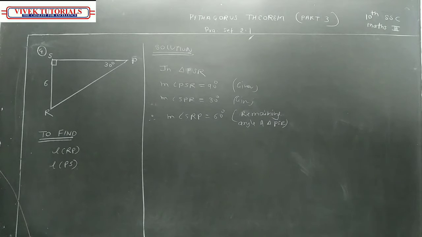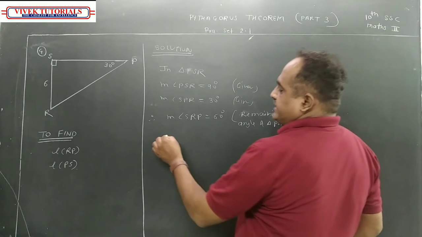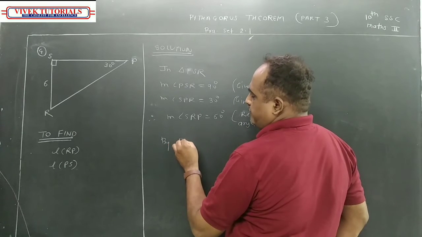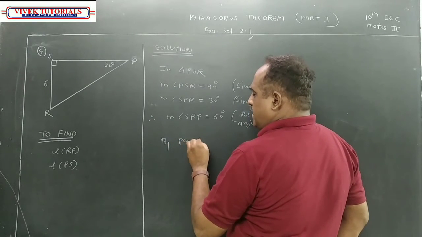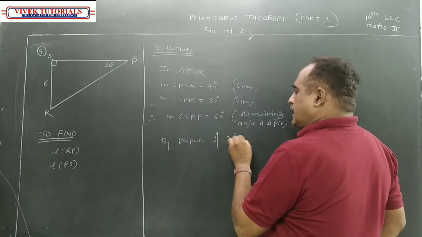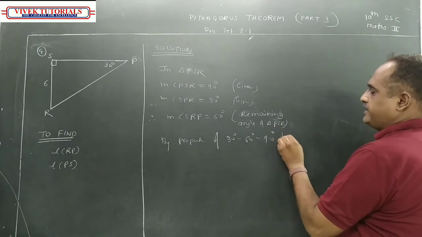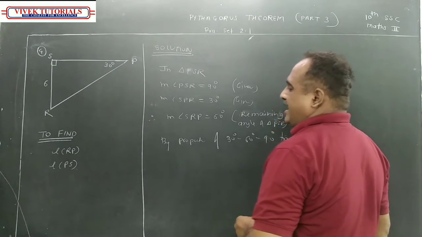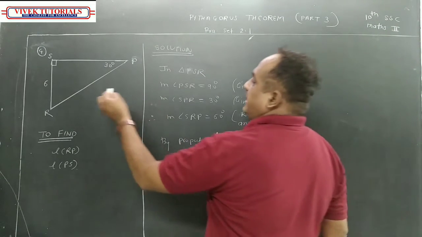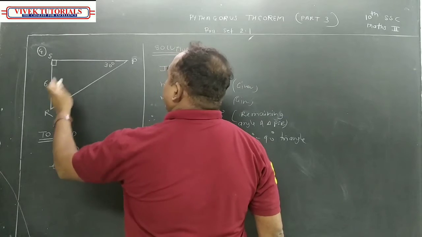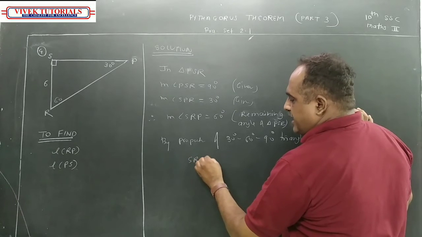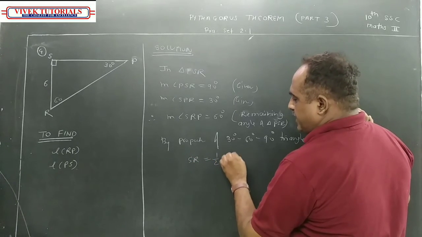Okay, remaining angles of triangle PSR. So what you are going to do is, by the property of the 30, 60, 90 degree triangle, we know that this is the 30 degree, now we got this as a 60 degree, and the side opposite to 30 degree is half of the hypotenuse. So this SR is half of RP.